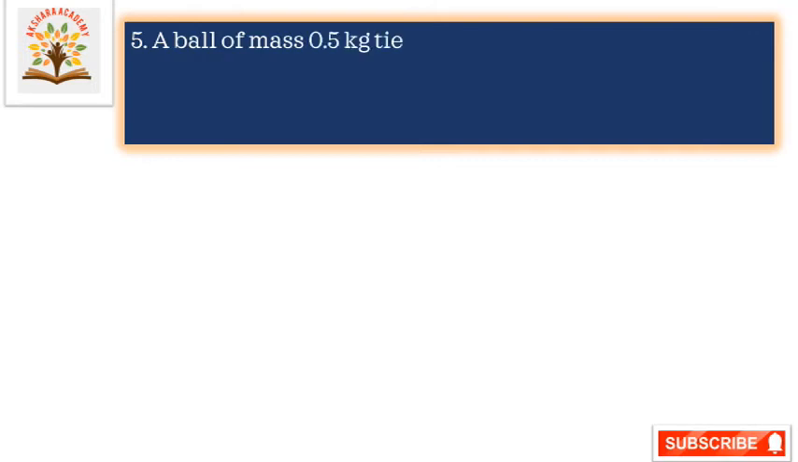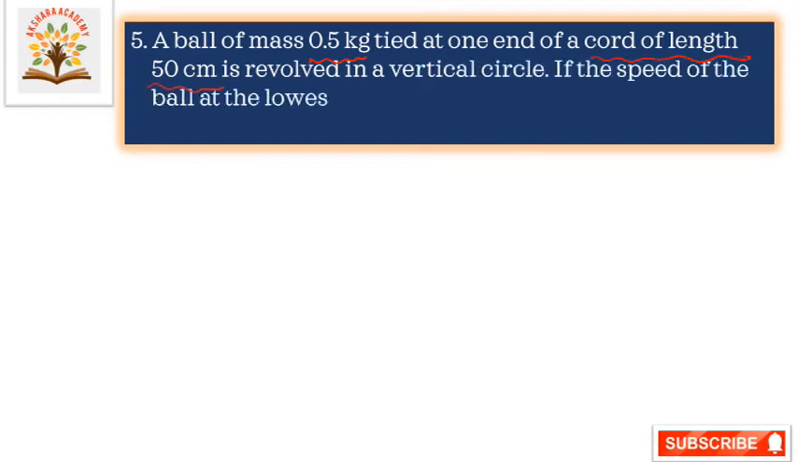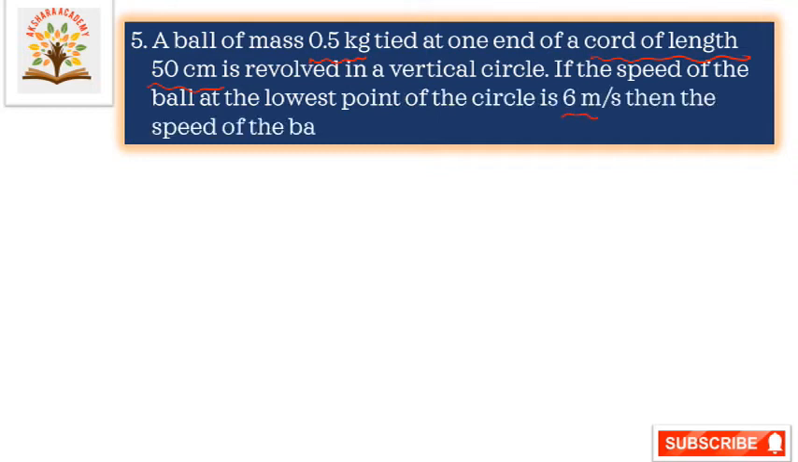A ball of mass 0.5 kilogram tied at one end of a cord of length 50 centimeters is revolved in a vertical circle. If the speed of the ball at the lowest point of the circle is 6 meters per second, then the speed of the ball at the highest point of the circle is.